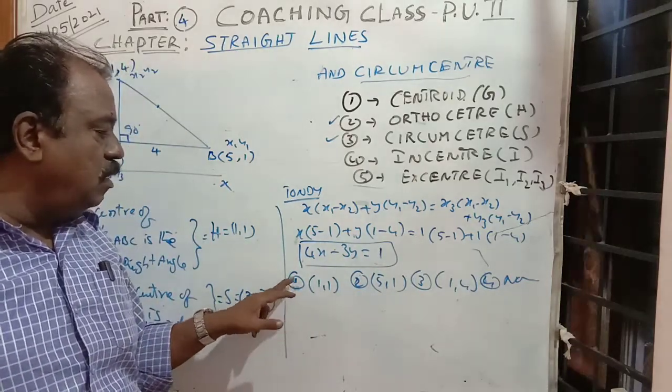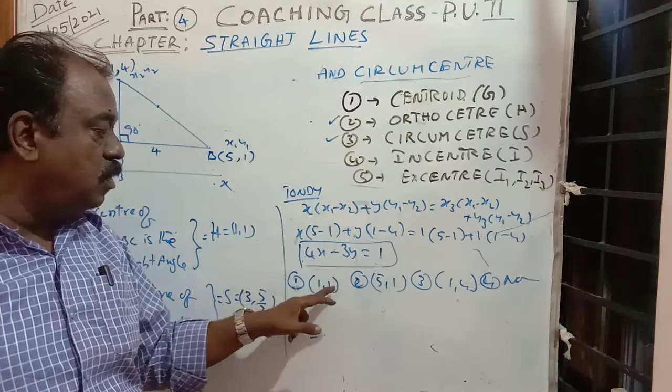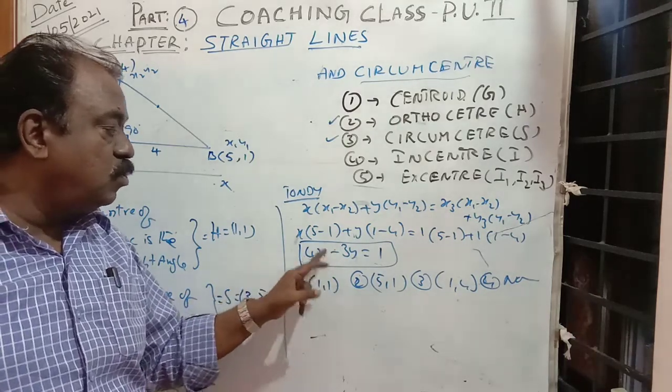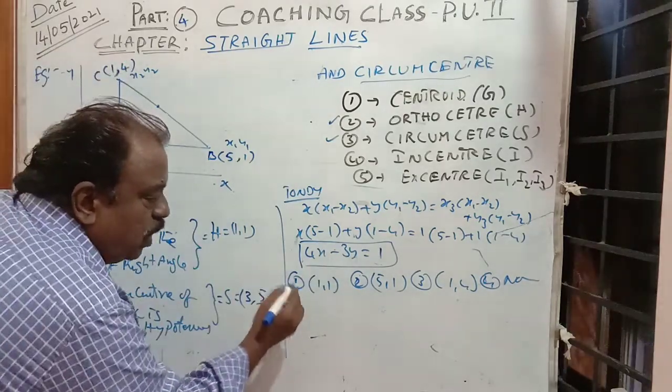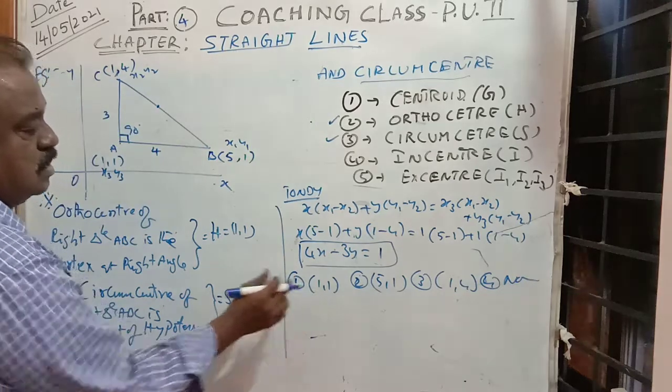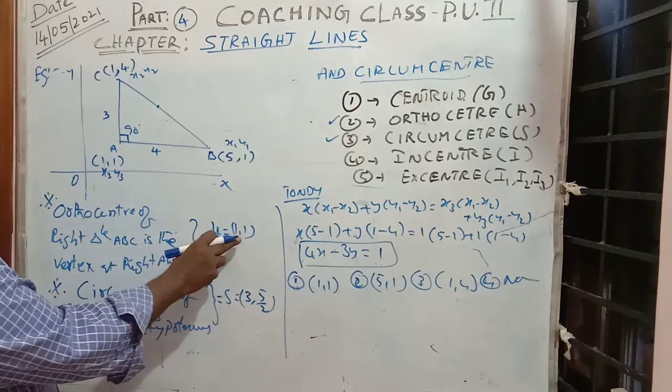Except only 1 comma 1. 4 into 1, 1 minus 3 into 1, 3. 4 minus 3 is equal to 1. 1 is equal to 1, satisfied. So only 1 satisfies. What is this option 1? 1 is nothing but the orthocenter that is already there.